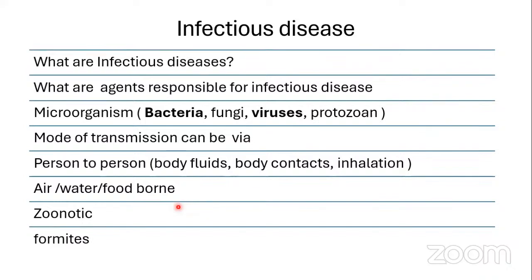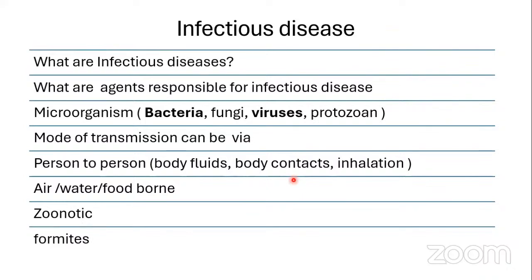So in infectious disease, the mode of transmission can be person to person. Person to person involves body fluids. Examples of body fluids are blood, serum, saliva, and sperm, that is by sexual contact. Also, we have body contact. Body contact is in the sense when a symptomatic person has an open wound, and somebody with another open wound has body contact with the person, the pathogen can be transmitted.